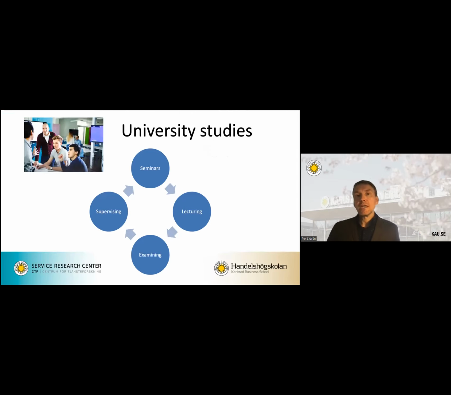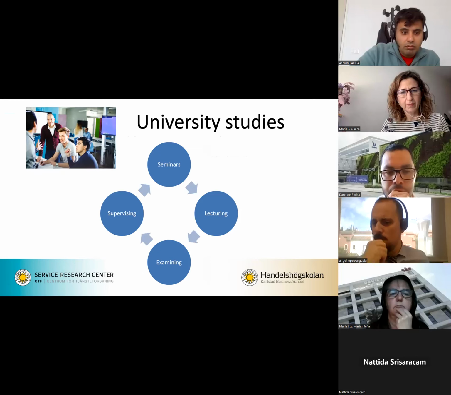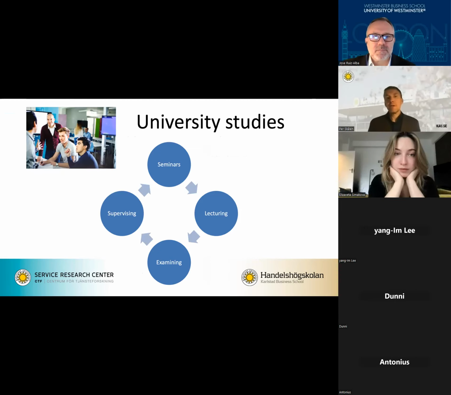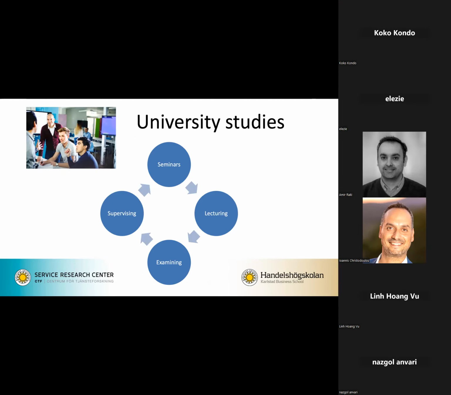We can take one example that we all know very well: university studies consist of different types of practices. Practice theory would argue that if we want to study a university, we should focus on these different types of activities that are going on at the university, like seminars, lecturing, examining, supervising, and so on and so forth. But we can also study mountain biking or walking in the forest using practice theory. It's a theory that can be used to understand every type of activity.